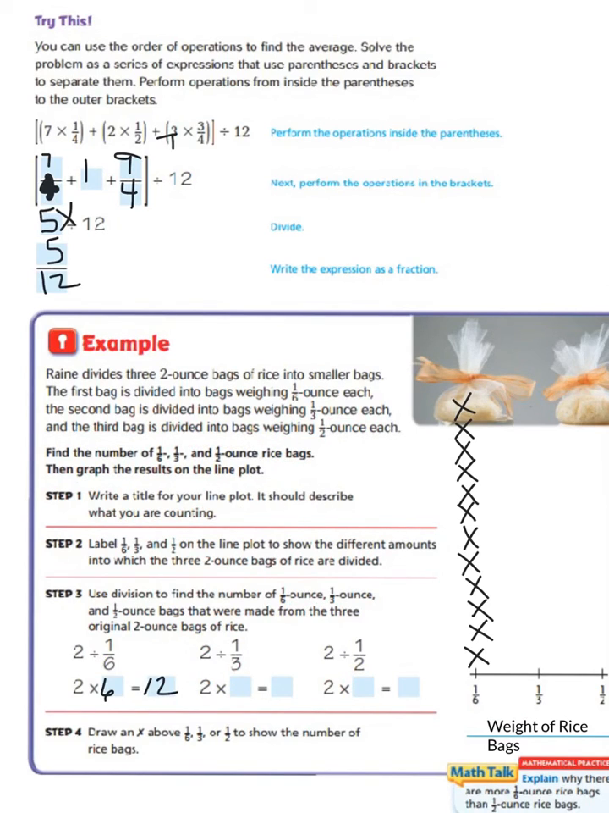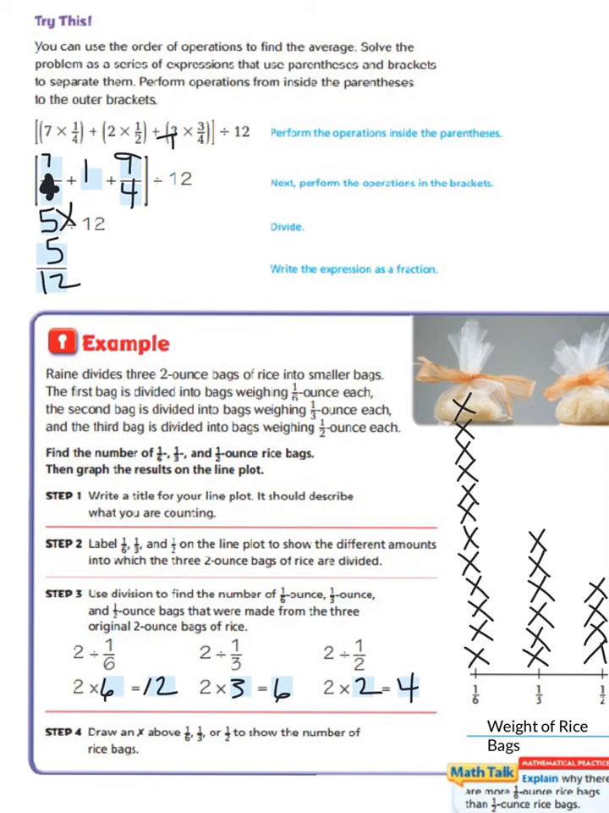With our second one, doing the inverse operation, we have 2 times 3 equals 6. So there were 6 1/3 ounce bags. 1, 2, 3, 4, 5, 6. And then the next one was 2 divided by 1/2. With the inverse operation, it becomes 2 times 2 equals 4. And there were 1, 2, 3, 4 1/2 ounce bags.